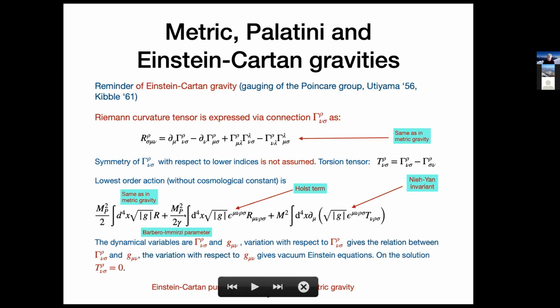There are several new parameters appearing here. So there is the parameter gamma. M_P is the Planck scale here. So this is an arbitrary number which has a name, the Barbero-Immirzi parameter. So this mass scale here is also an arbitrary number.